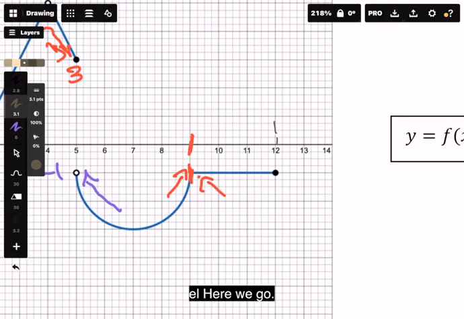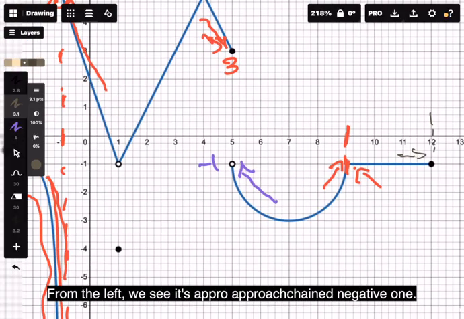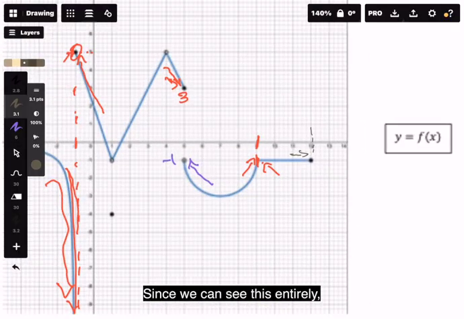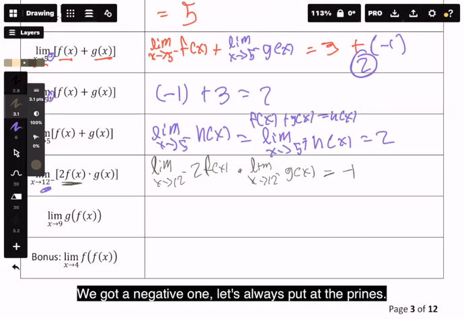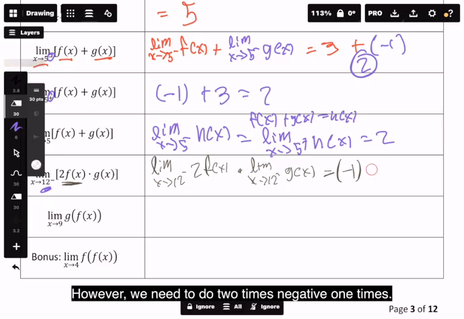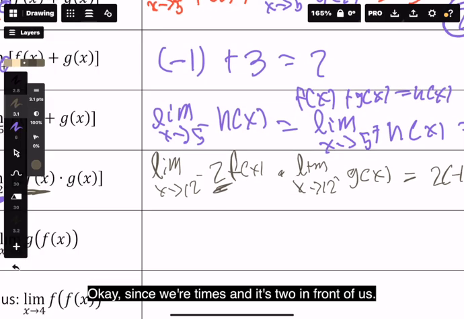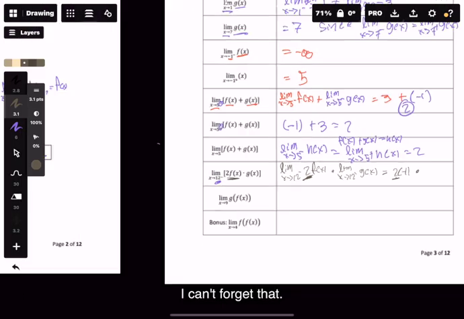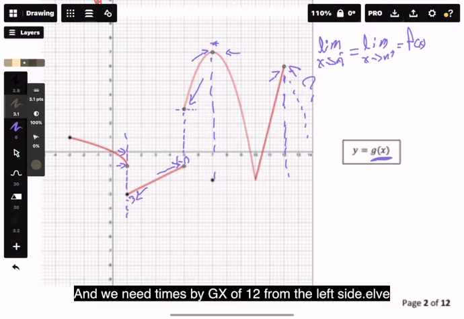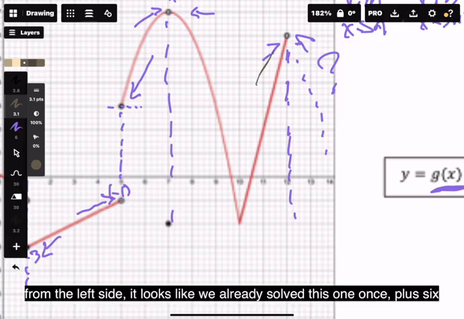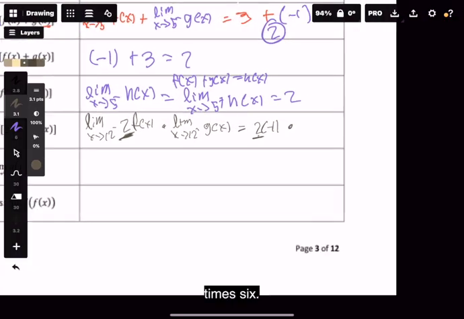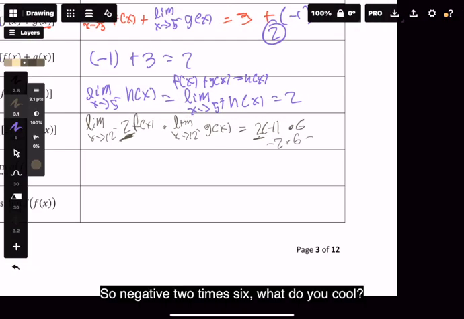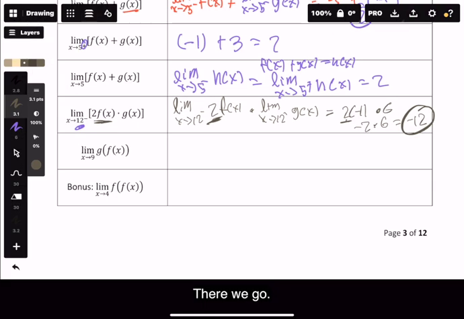Here we go. We found 12 right here. From the left, we see it's approaching negative 1. Since we can see this entire line, it's approaching negative 1. So there we go. We got negative 1. Let's always put it in parentheses. However, we need to do 2 times negative 1 times, since we're multiplying by this 2 in front of us. Can't forget that. And we need to multiply it by g of x at 12 from the left side. It looks like we already solved this one once, which was 6. So negative 2 times 6 would equal negative 12. There we go. We got our answer.